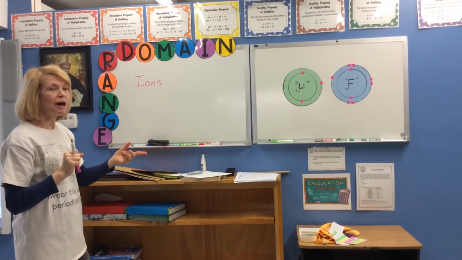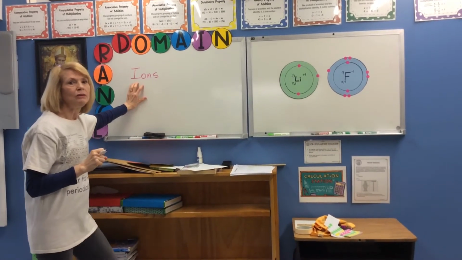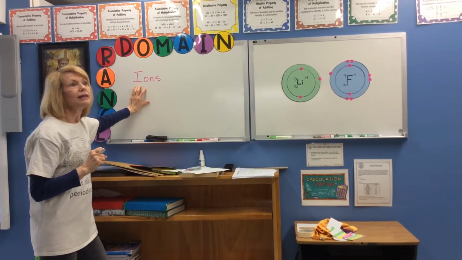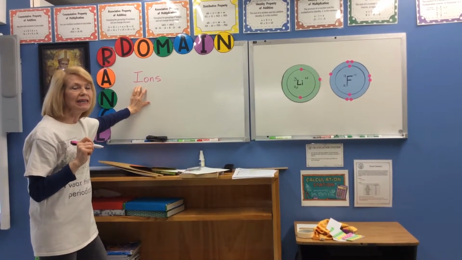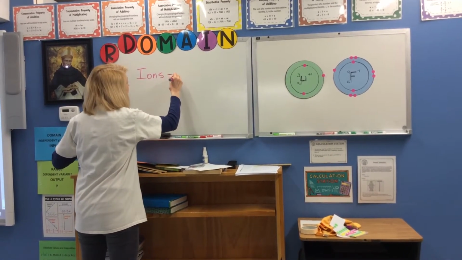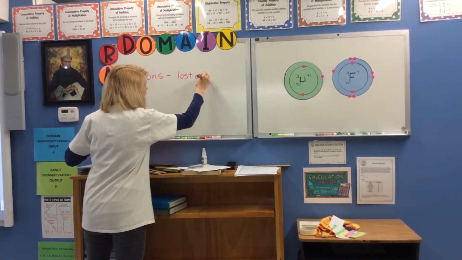Okay, today we're going to talk about ions. An ion is just an atom or a group of atoms that has a charge. And you might ask yourself, how does an atom get a charge? By gaining or losing electrons. Electrons move.